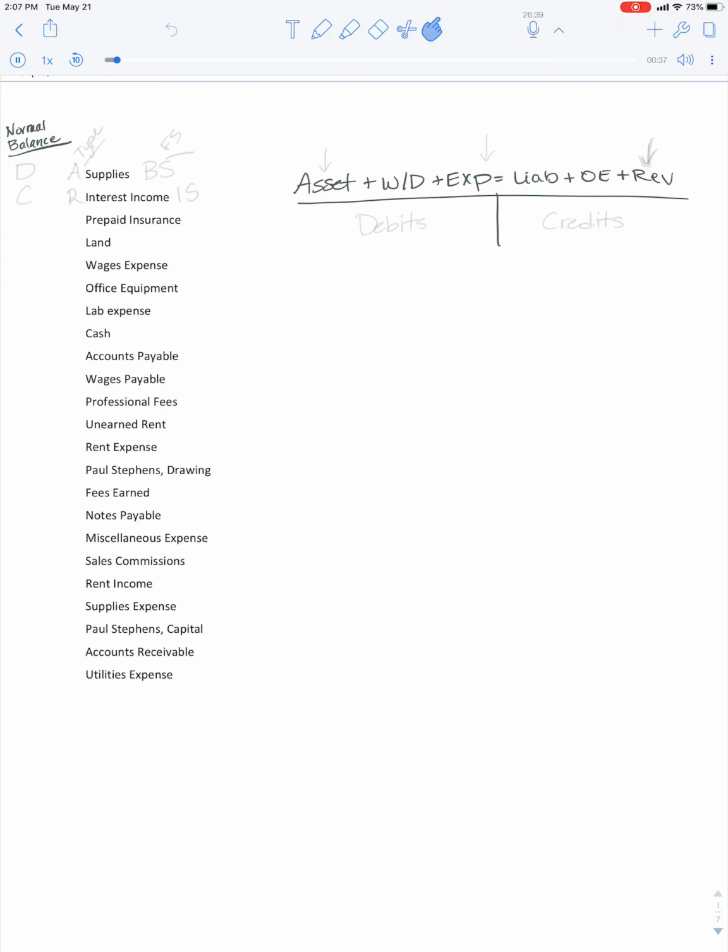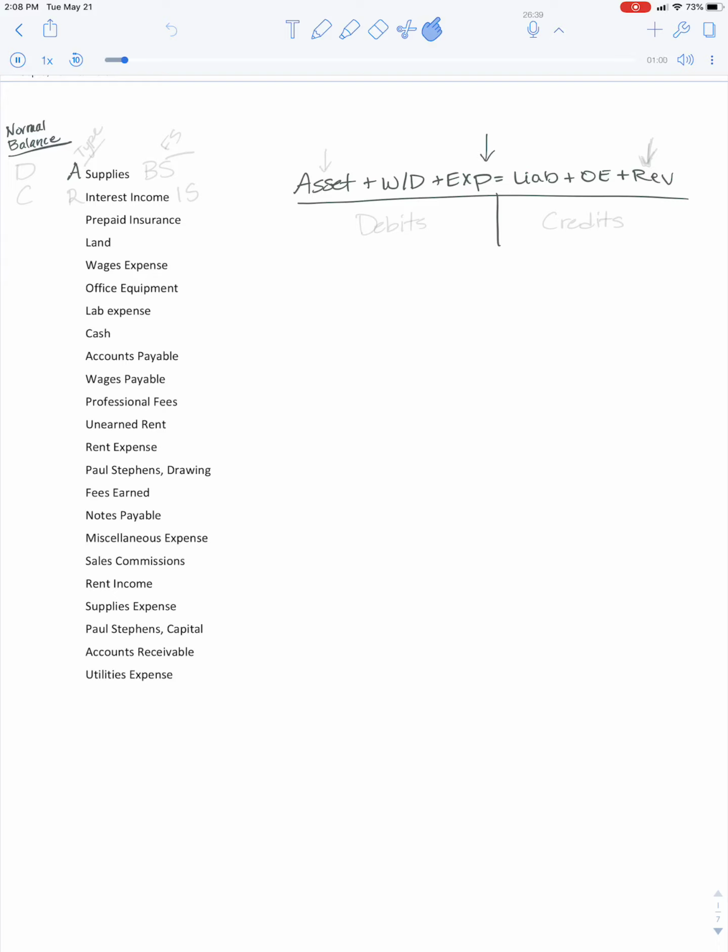My idea for this would be that you would run through this on your own and make sure that you can label everything with their account type. So these are your account types here that I've listed. So you might want to indicate for supplies, since it's an asset, you would say that's an A for asset. So that's the account type.